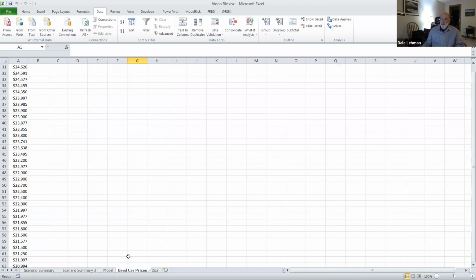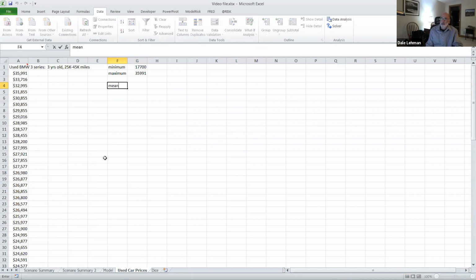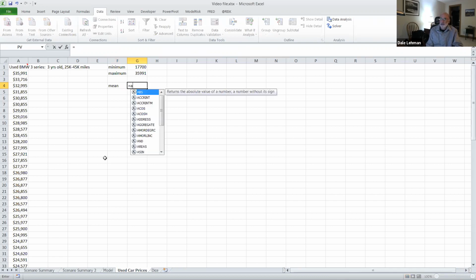So we'll go back to our used cars here. And what we want to do is talk about how to summarize this data that varies. The used car prices vary between almost $18,000 and $36,000. So there's a number of ways we could try to express this range of values. The first thing that you might do is look at the mean value, sort of what's the average of these, and we'll in fact do the average.